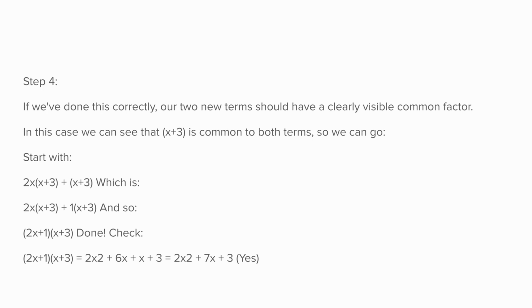In this case, we can see that x plus 3 is common to both terms, so we can take 2x times (x plus 3) plus 1 times (x plus 3), and so (2x plus 1) times (x plus 3). So it is really simple.